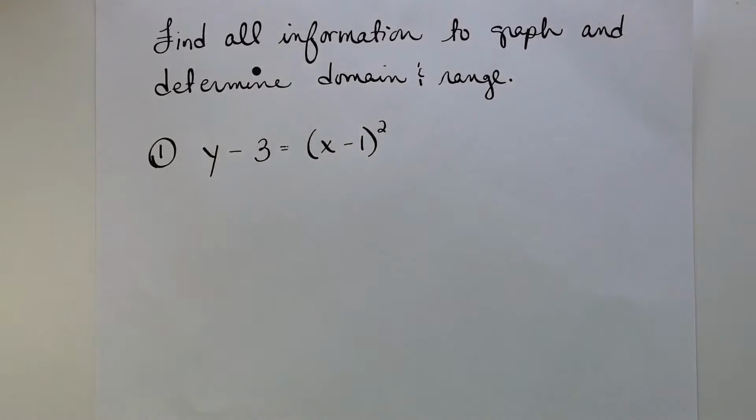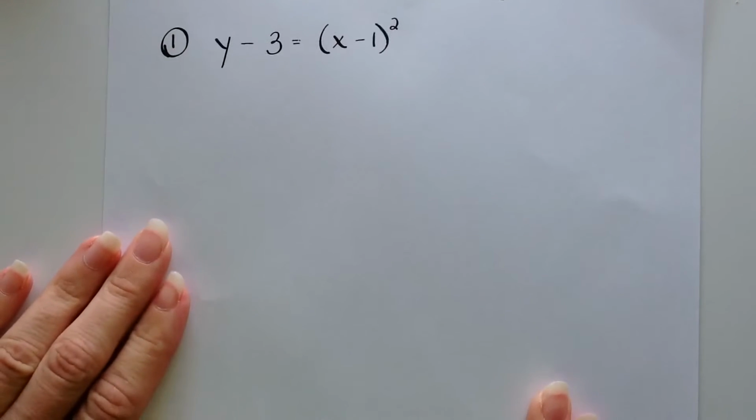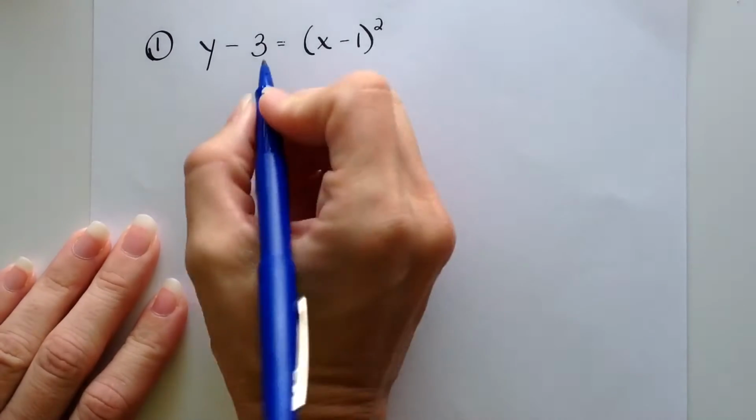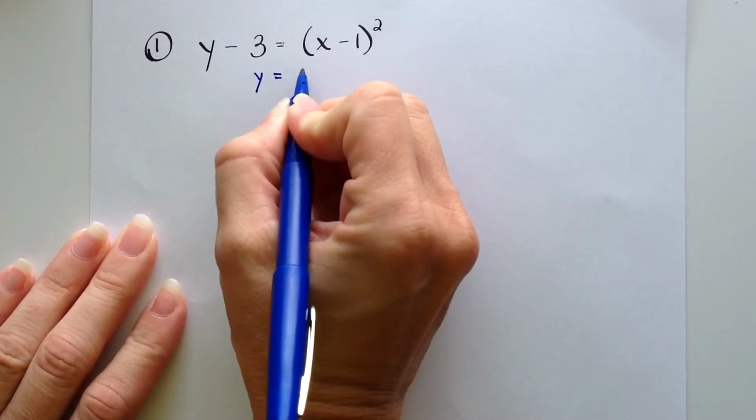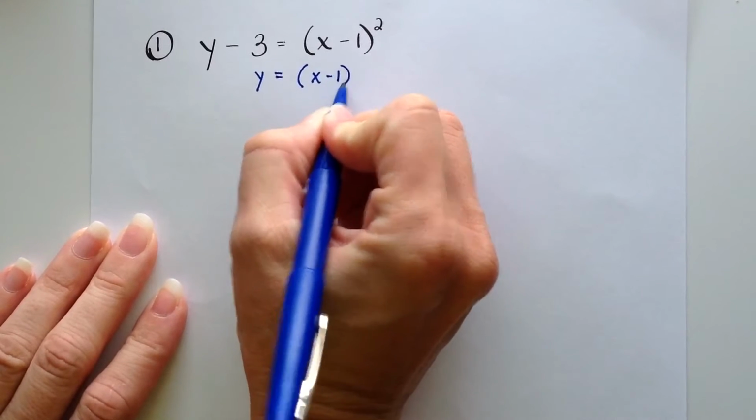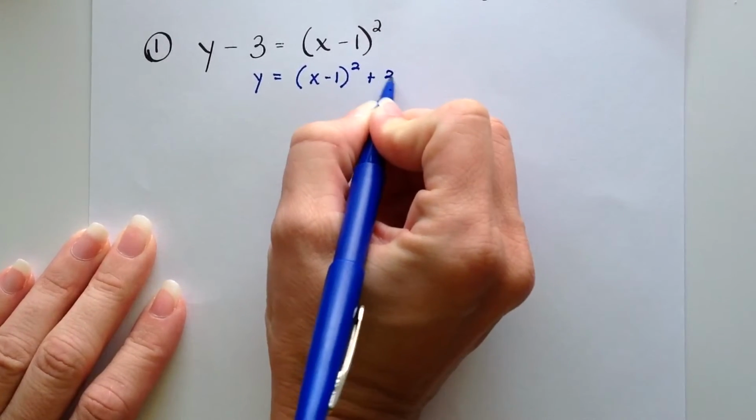So when you go to do your homework, then I want you to find exactly the same information. Okay, so first of all, on this one, I'm going to start out by getting y on one side by itself. So I would have y is equal to (x minus 1) squared plus 3.